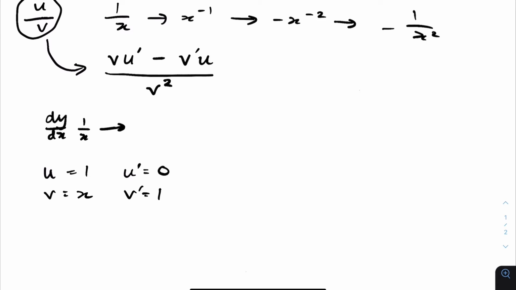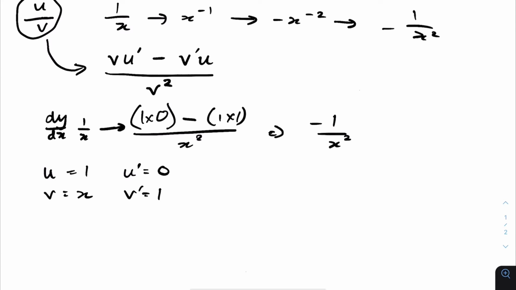So v times u prime, 1 times 0. We'll just write that in brackets, minus, and then v prime times u. v prime is 1, and u is 1 as well. So it'll be 1 times 1, divided by v squared, which is x squared. So 1 times 0 is just 0. So 0 minus 1 is -1 over x squared, which is the same as this.